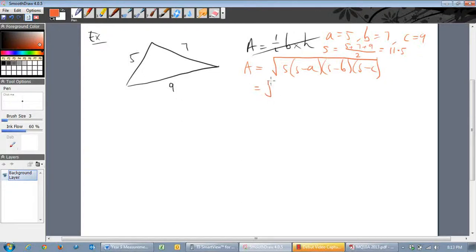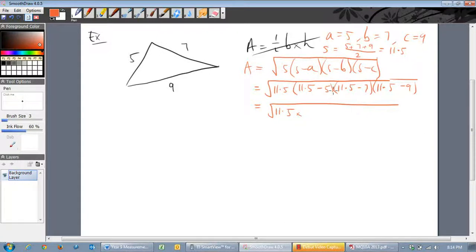So let's put that into a massive long thing. So that's equal to the square root of 10.5 times 10.5 minus A is 5, times 10.5 minus B is 7, it's just all your differences between S and each side, and then minus 9, like that. I'll just go one more step and then I'll put it into the calculator. That's 10.5 times 10.5 minus 5 is 5.5, times 10.5 minus 7 is 3.5, times 10.5 minus 9 is 1.5. Put this all into a calculator.